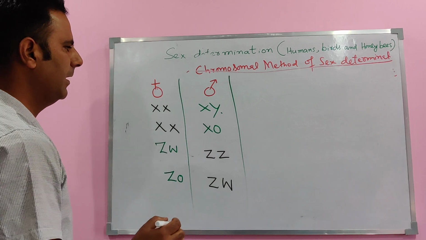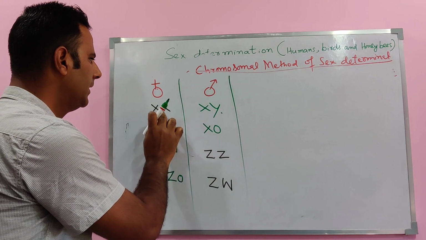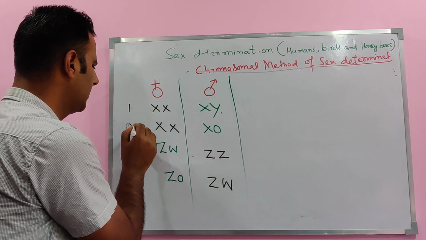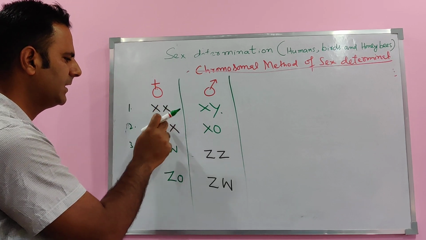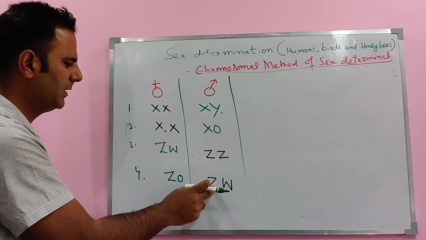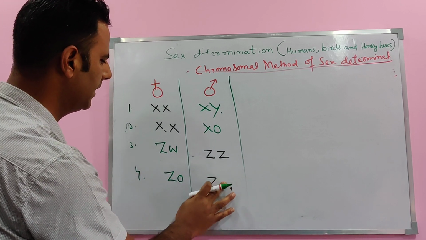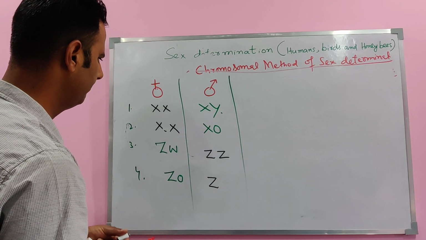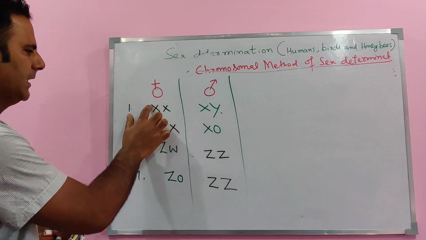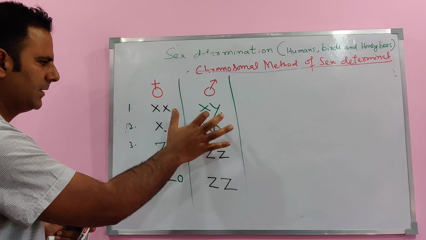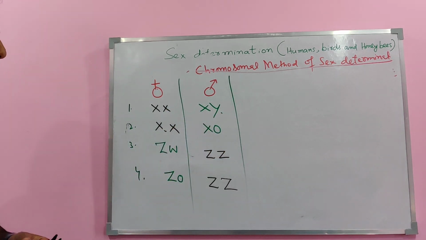And at the same time, if we see in the first case, this is the first case, this is second, this is third, this is fourth. You remember this? You can write it this way: XX, XX, ZZ. Sorry, it's not ZW, it is ZZ. I'm sorry. It is ZZ. Right. You can write it this way: XX, XX, ZZ, ZZ, XY, XO, ZW, ZO.